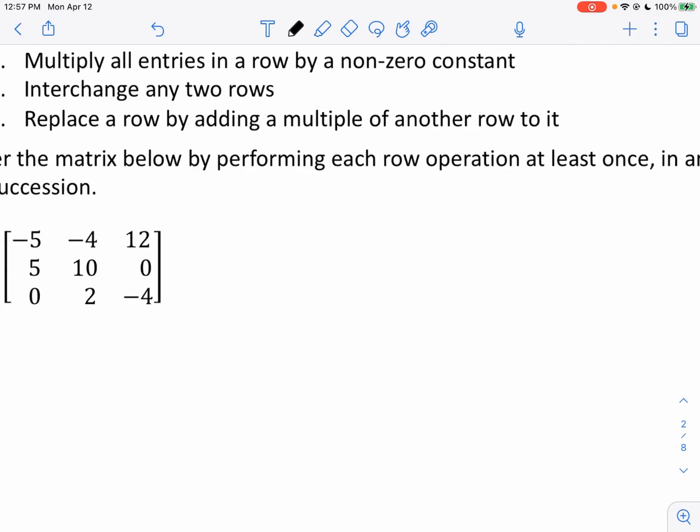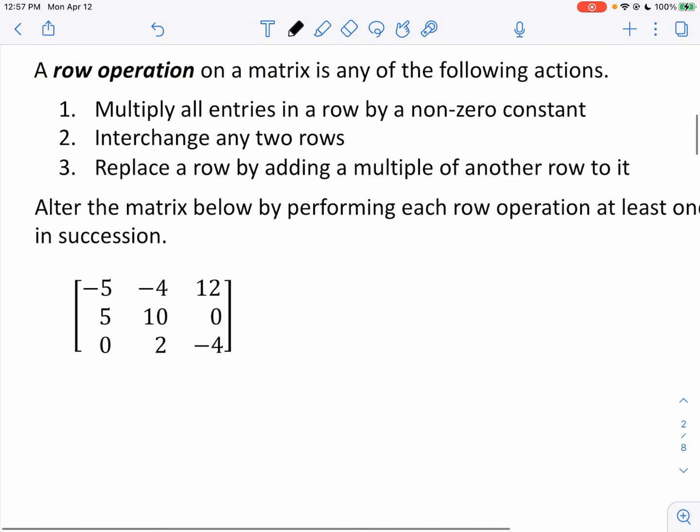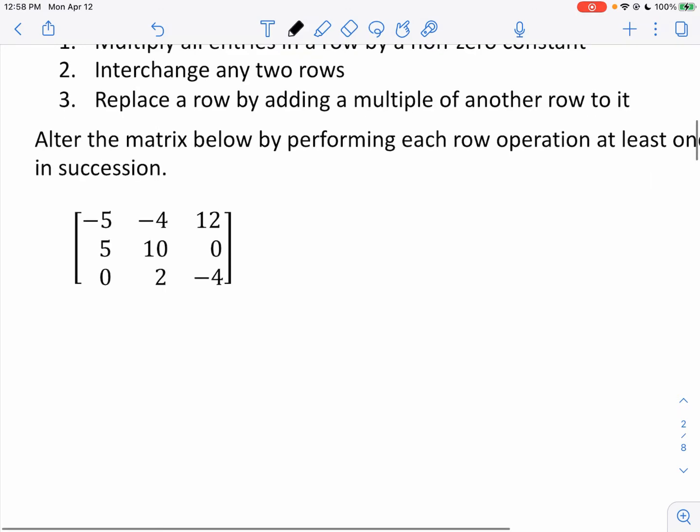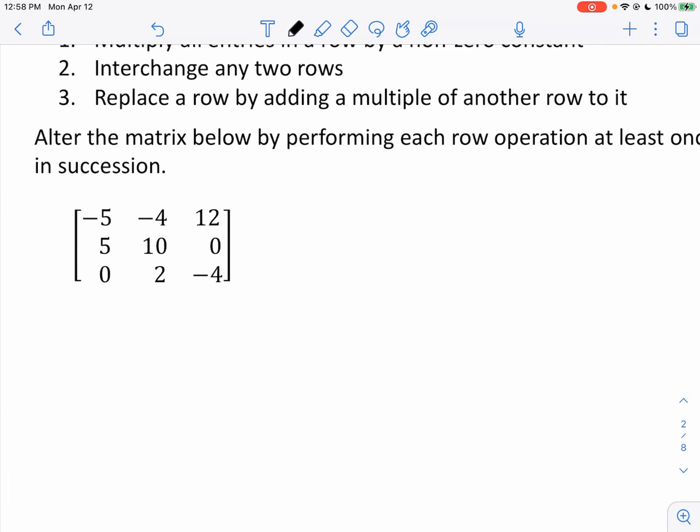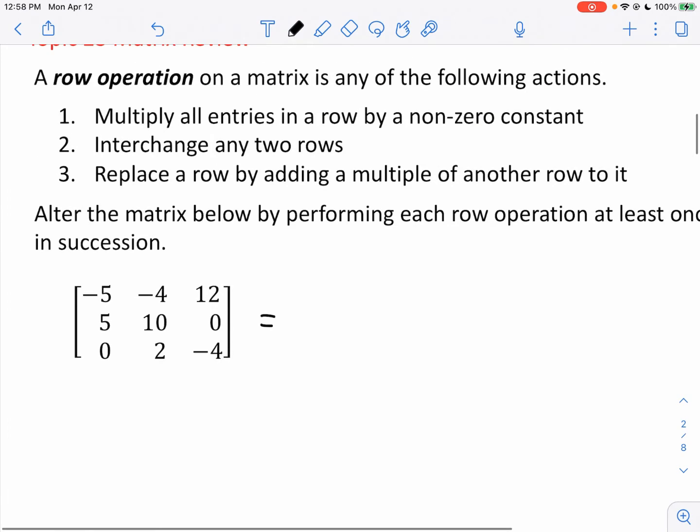Now there are a variety of notations for indicating which row operation you're doing, so that when you do a row operation and change the matrix, you can have notes communicating to the reader what the row operation was. And so in this case, I'm going to do any row operation in any order. Let's just go in order, 1, 2, 3. We're going to begin by multiplying all entries in a row by a non-zero constant. So let's multiply every single entry in this row here by 2.